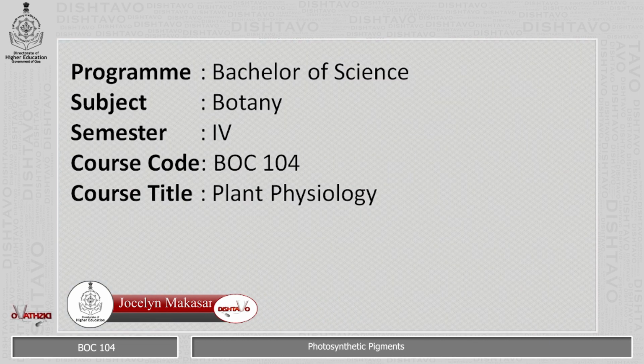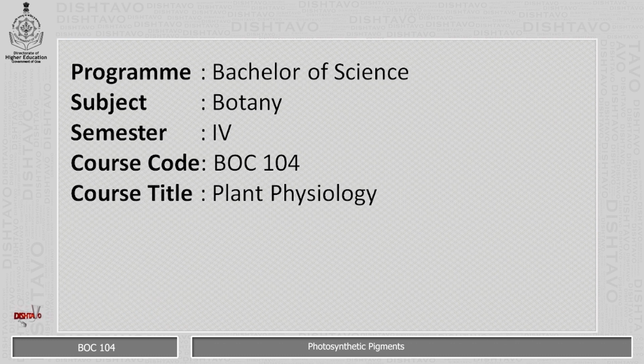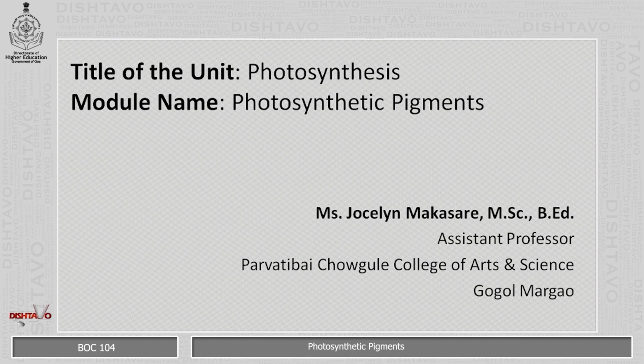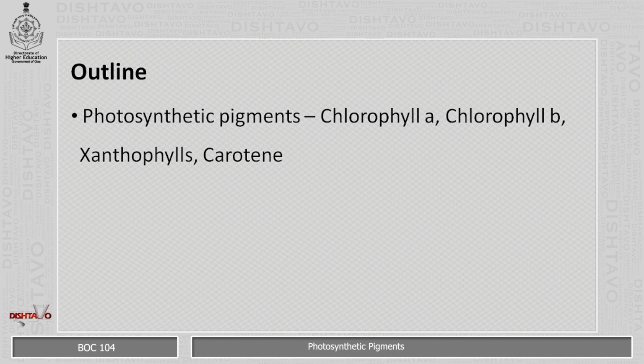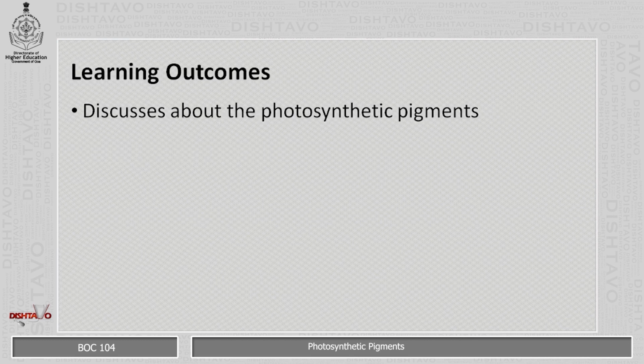I am Jocelyn Makasare, Assistant Professor, Parvatibai Chogle College of Arts and Science, Margao. Program Bachelor of Science, Subject Botany, Semester 4, Course Code BOC 104, Course Title Plant Physiology. Title of the unit: Photosynthesis. Module name: Photosynthetic Pigments. Outline: photosynthetic pigments, chlorophyll A, chlorophyll B, xanthophylls and carotene. Learning outcomes: discuss the photosynthetic pigments.